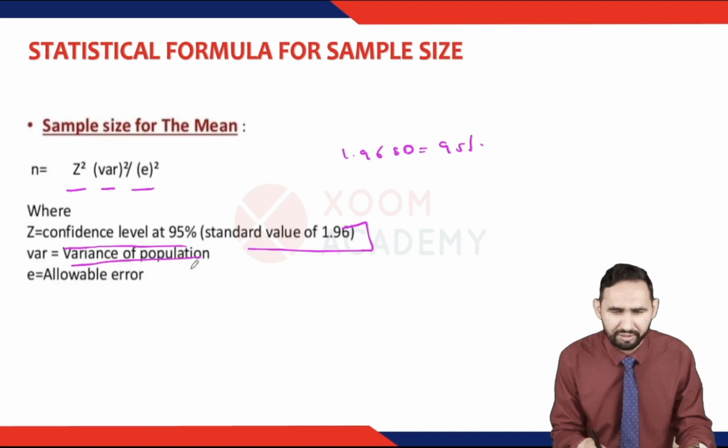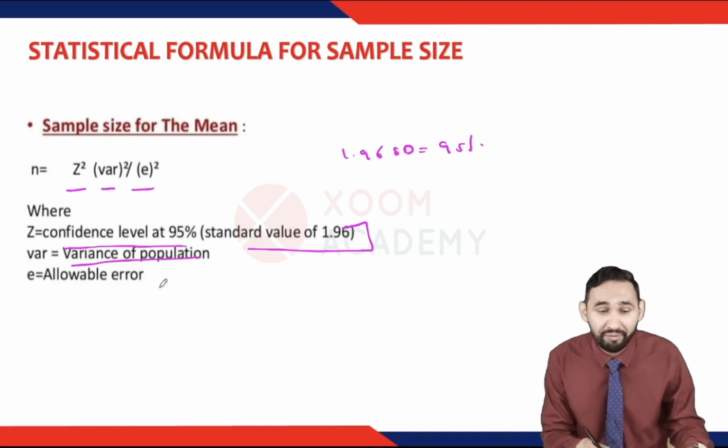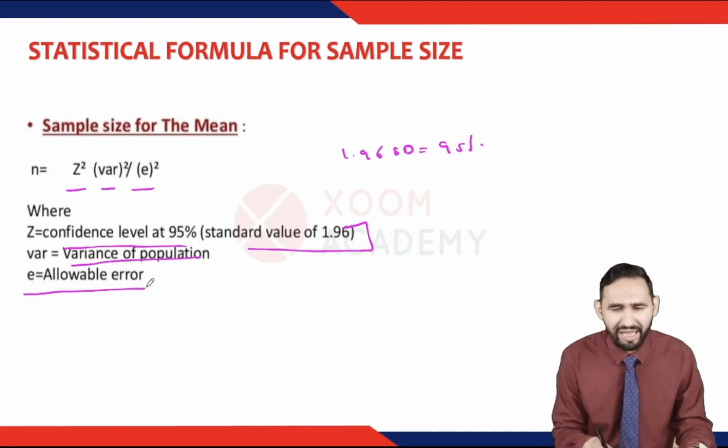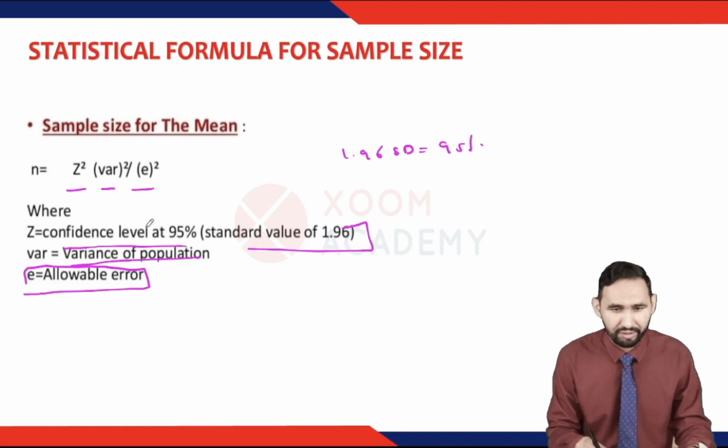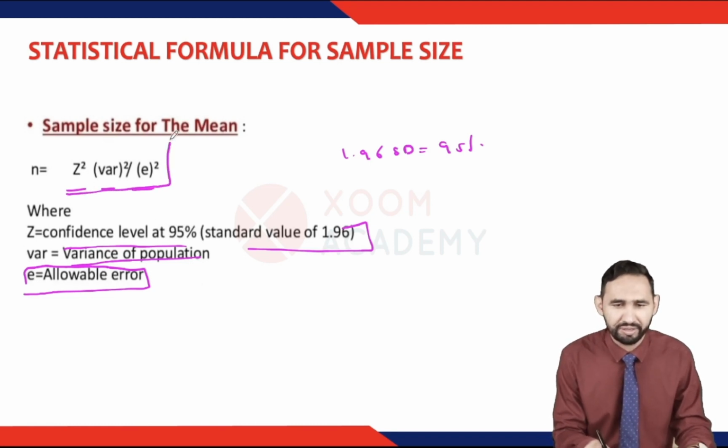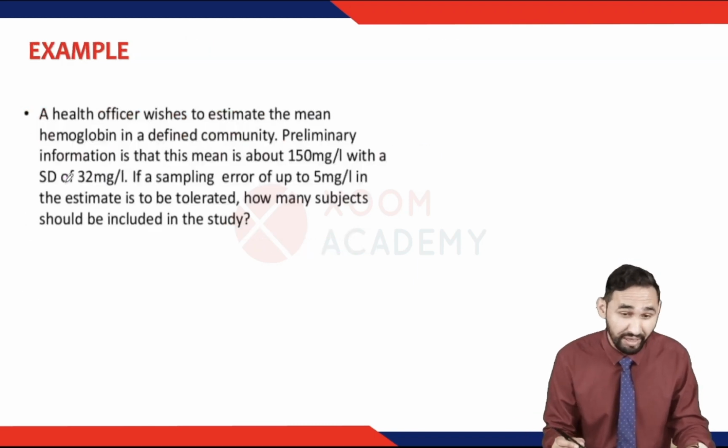Variance of the population: there is variability among the population, it may vary. And E, we allow certain errors because errors are always present, so there is a certain percentage of errors which is allowed. So this is the formula for sample size calculation. It is usually available in software form, so you apply a software and calculate the sample size.